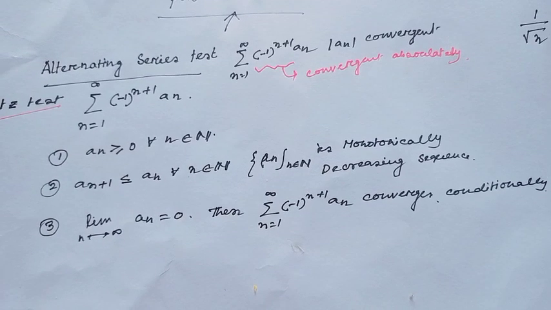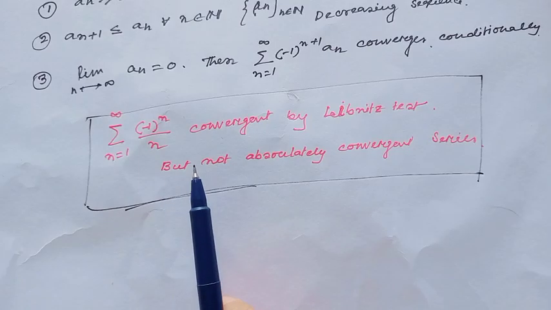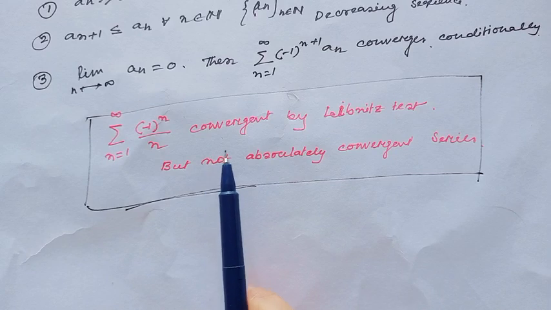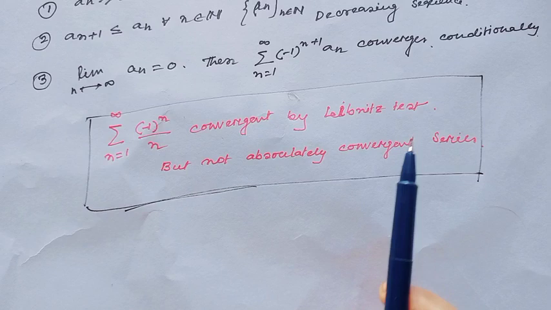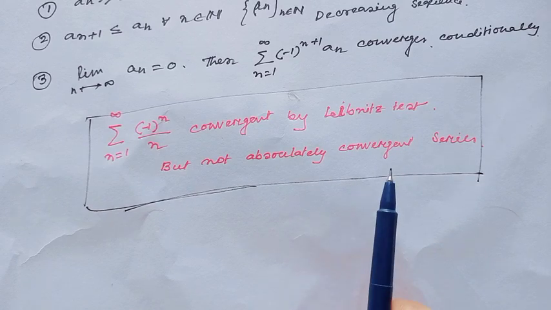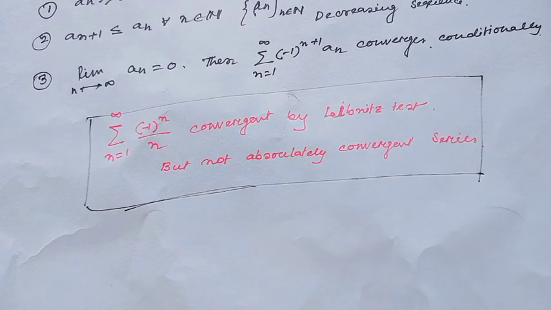In my previous video, I saw a series that is convergent by the Leibniz test but not absolutely convergent. Today I will see this type of example again, which is convergent by the Leibniz test but not absolutely convergent.